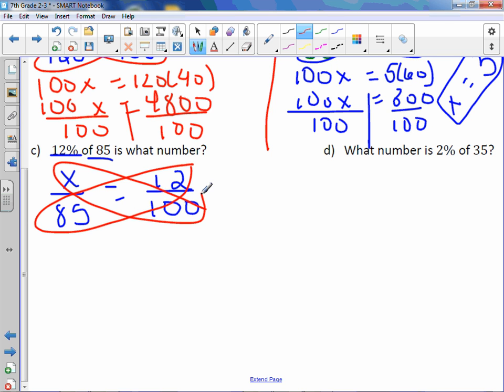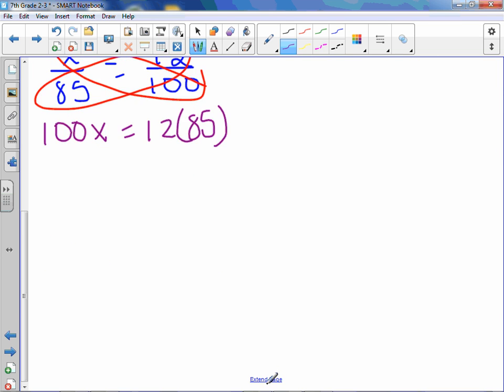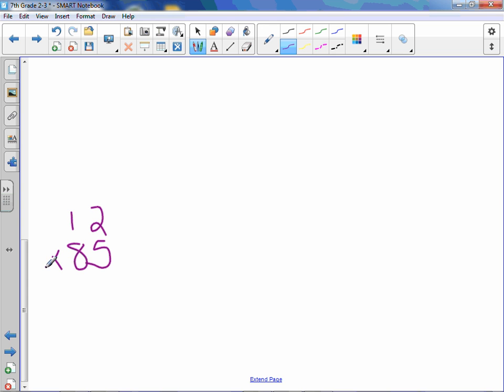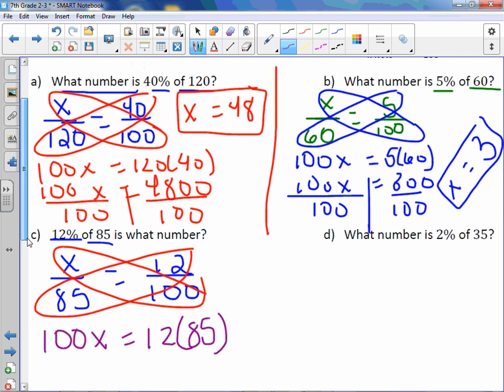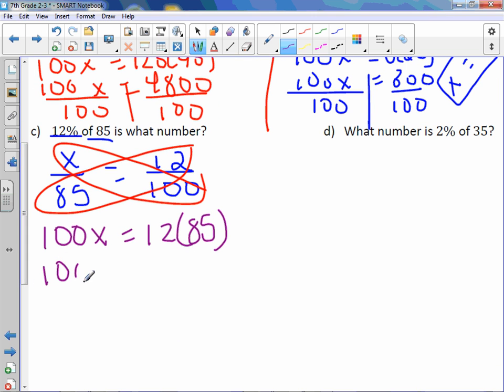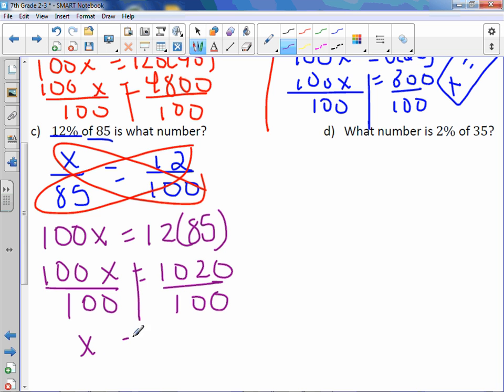Cross multiply. 100 times x equals 12 times 85. And let's do 12 times 85. So 1020. X equals 1020. Divide by 100. X equals 102. I'm sorry, 10.2. Did my math a little wrong there. When you divide by 100, you move the decimal point 2 to the left, which would put our decimal at 10.2.